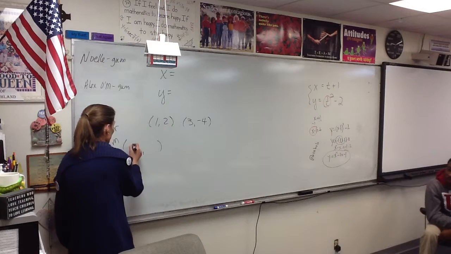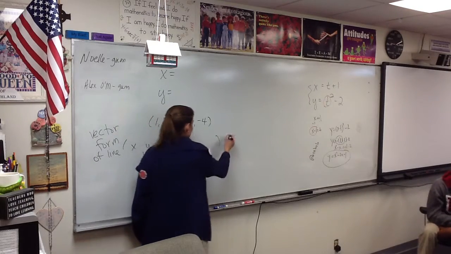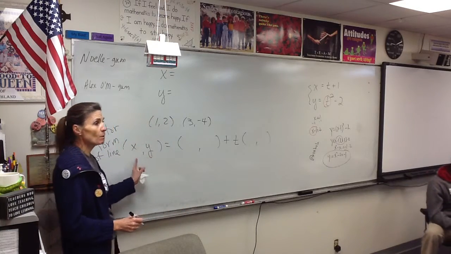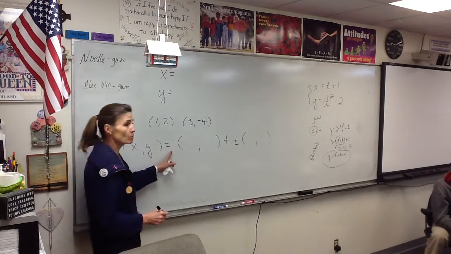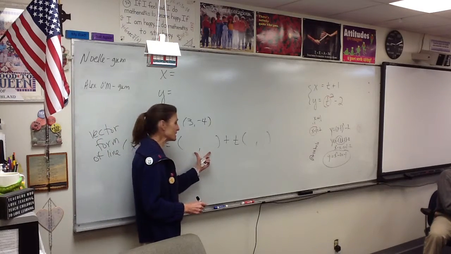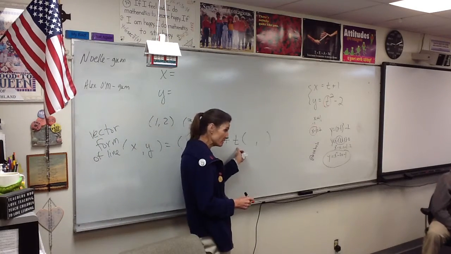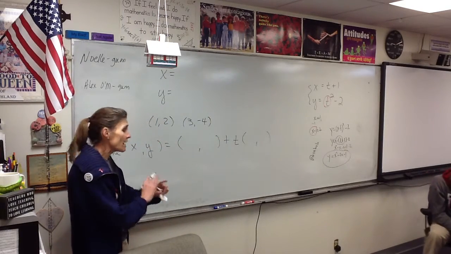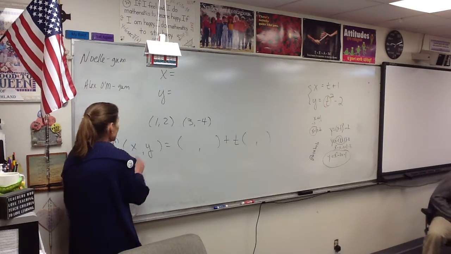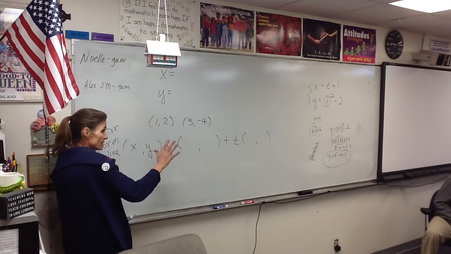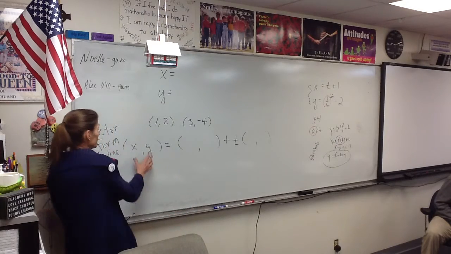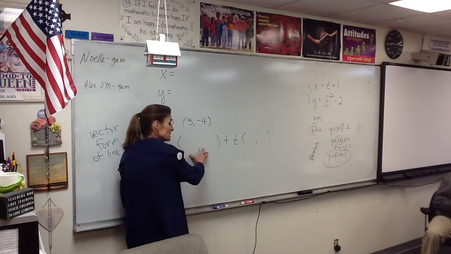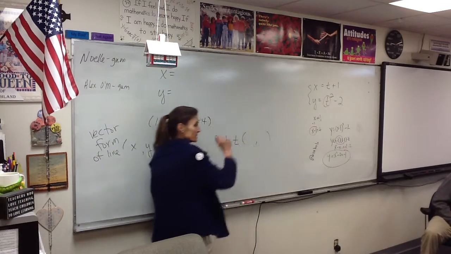Now this is very simple. It's built like this. The vector form of the line says x comma y equals a parentheses plus t times another parentheses. That's our format every time. So one more time, when we're writing the equation of a line, we start with x comma y equal to parentheses plus t times parentheses.